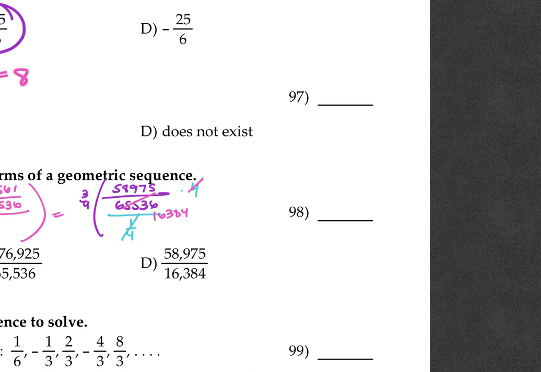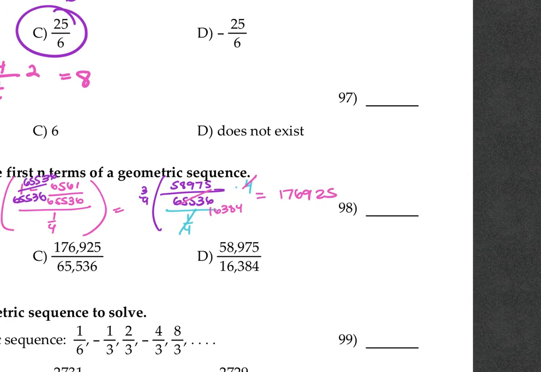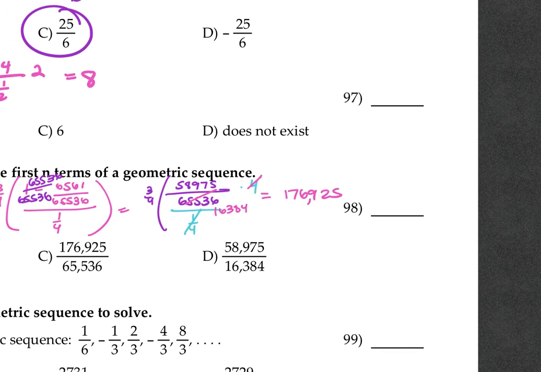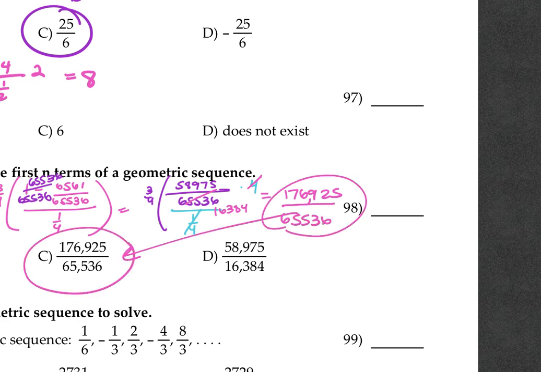3 does not go in there evenly. 58,975. 4 does not go on the top evenly. So I do 58,975 times 3, 176,925 divided by 16,384 times 4, 65,536. So that matches C.